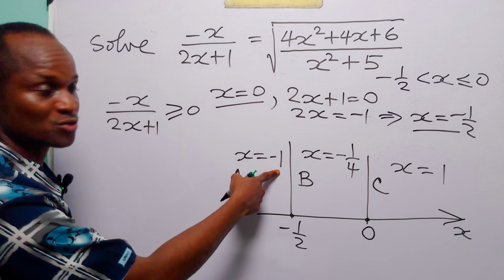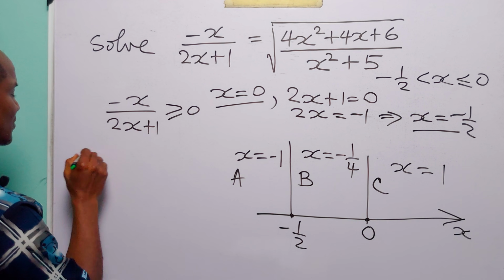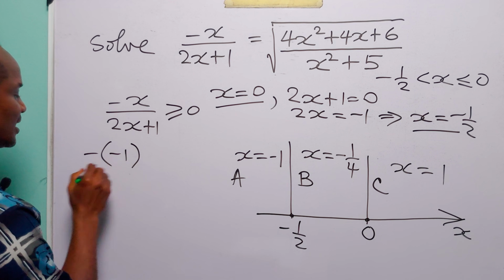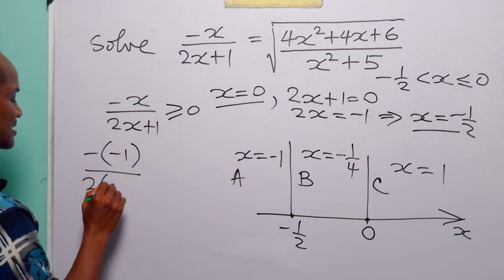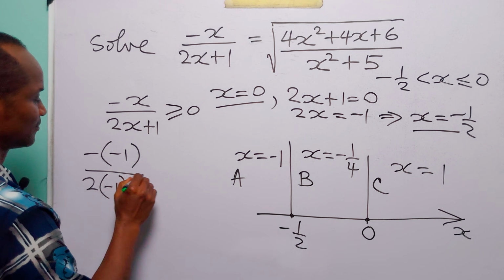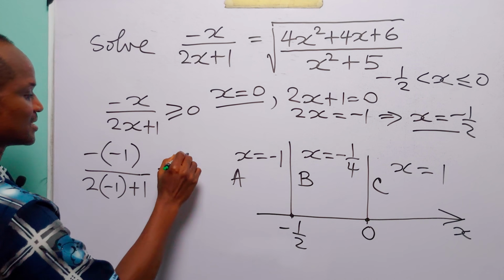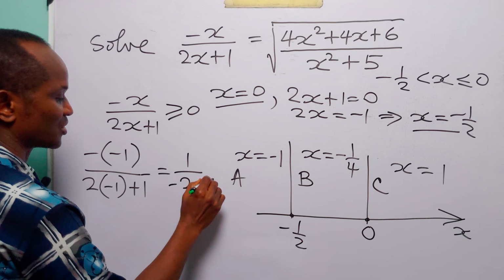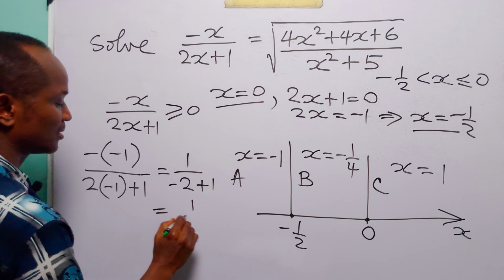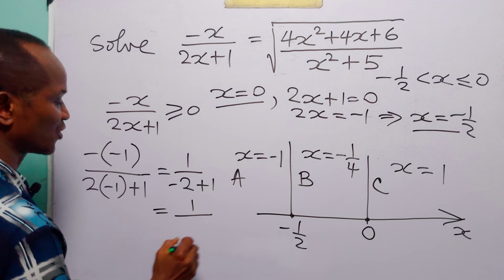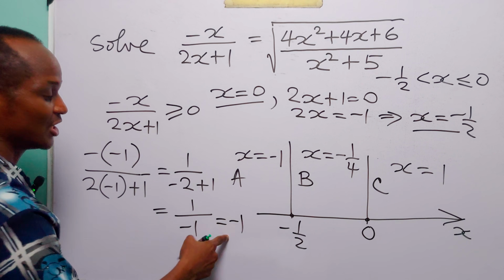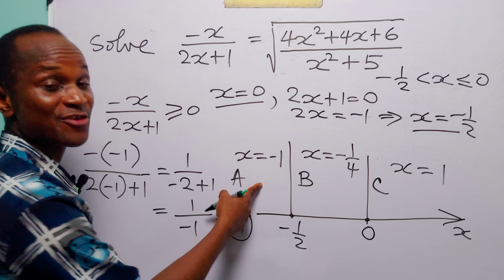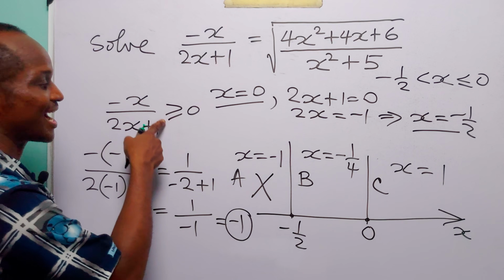When x is minus 1, substituting into this inequality, we have minus 1 divided by 2 times minus 1 plus 1. Now, this is equal to minus is plus. 2 times minus 1 is minus 2. Then we have plus 1. This is 1 over minus 2 plus 1, of course, is minus 1. This is minus 1. You can see that this is negative. So that means that values of x that lie in region A do not satisfy this inequality.